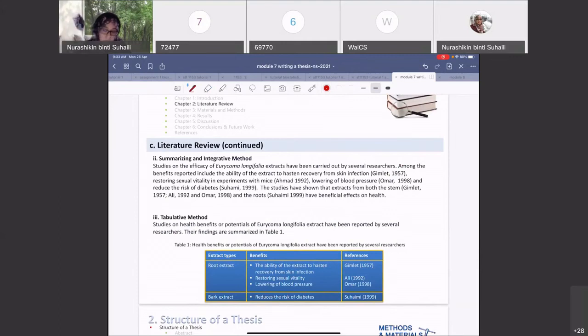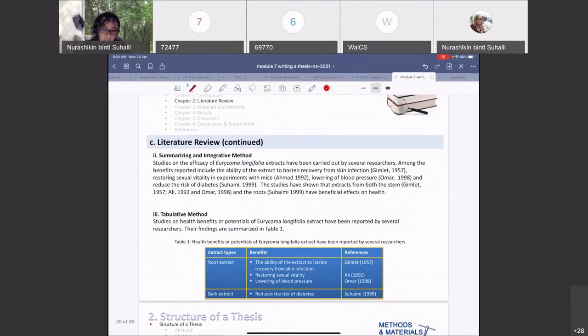Okay, another way you can gather the information, because a literature review is about gathering information, means that you combine the information from different articles. You can write in sentences, which is the most common and needed way. But for certain information, not everything, you can put it in the form of a table. For example, like this. This is what we call the tabulated method.